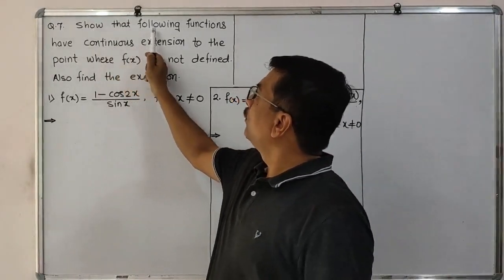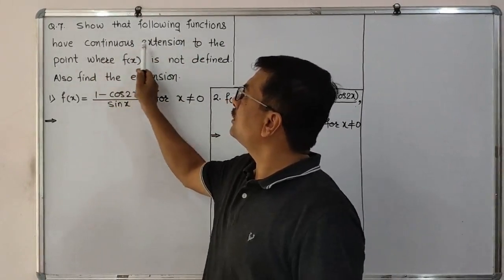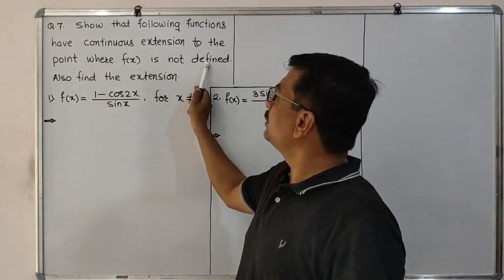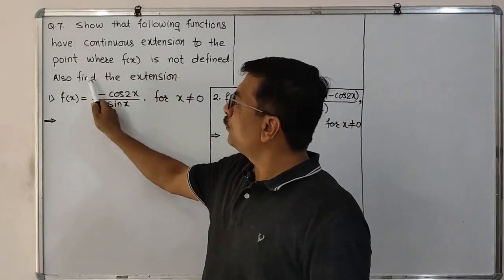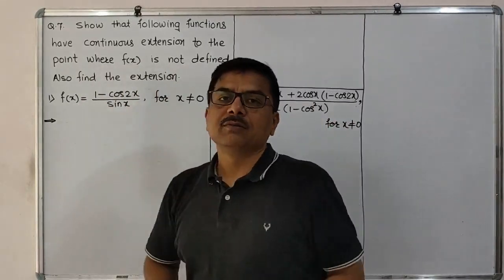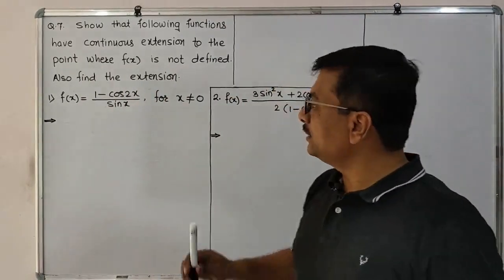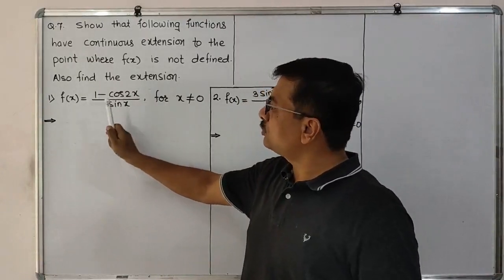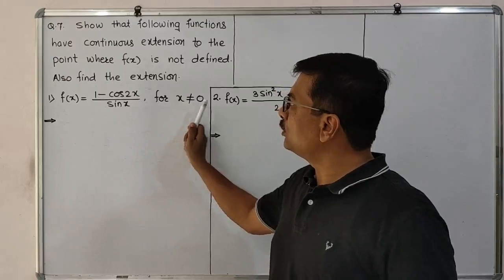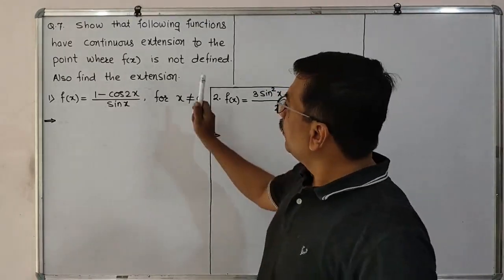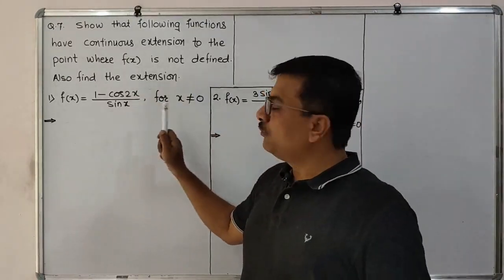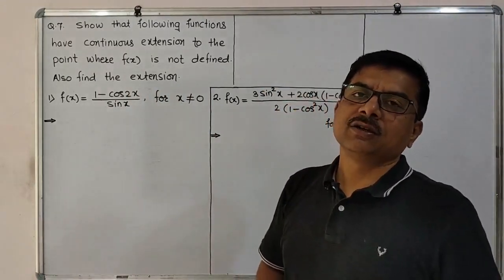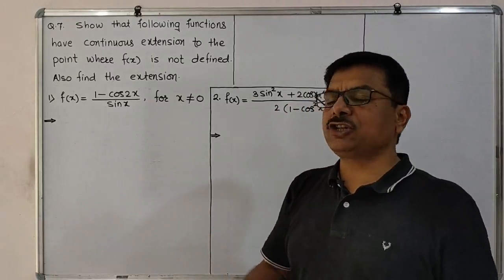Show that the following functions have continuous extension to the point where f of x is not defined. Also find the extension. Just look at this function, f of x is equal to 1 minus cos 2x upon sin x for x is not equal to 0. It means that for x equal to 0, f of x is not defined. We have to find that extension.